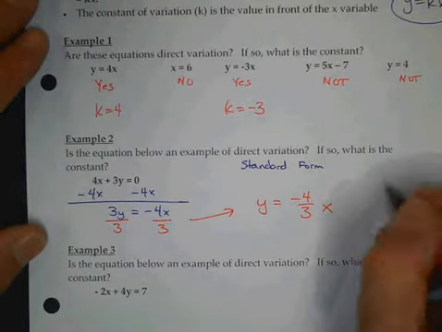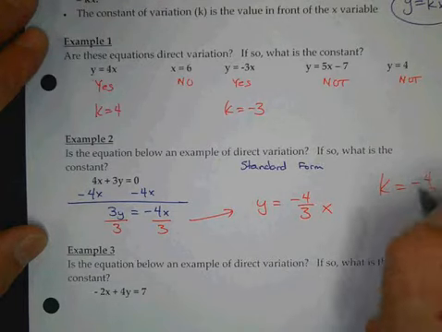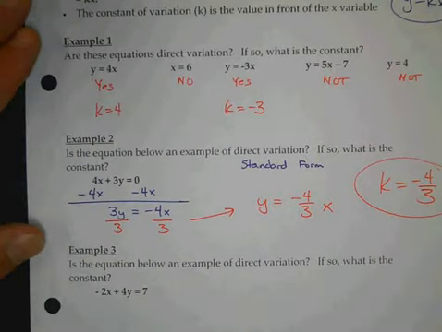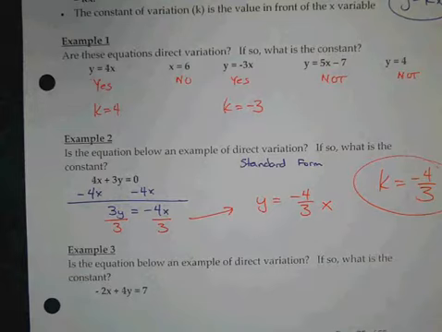All right, so our value of k is negative 4/3. And this is direct variation. So we have kind of two things. Number one, is it an example of direct variation? The answer is yes. And if so, what's the constant? The constant is negative 4/3. Really straightforward. All right, look down at example 3.